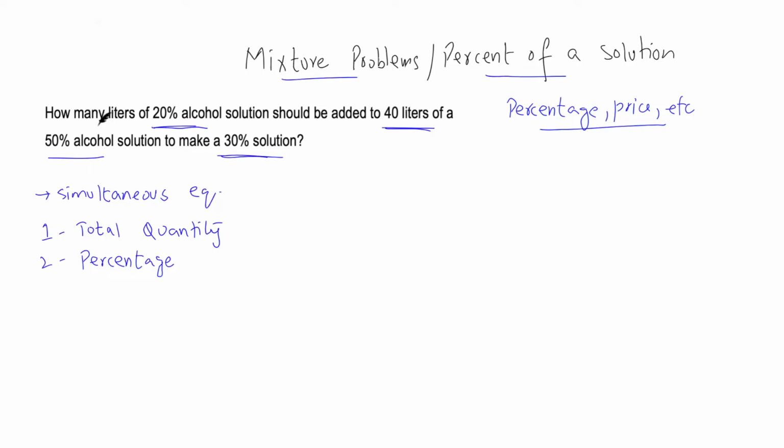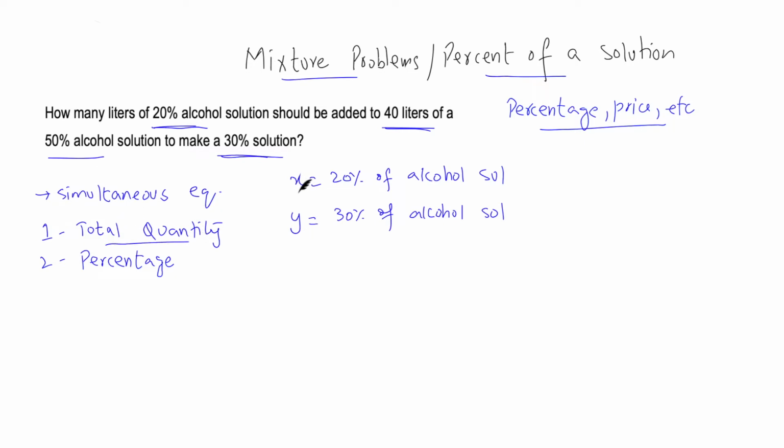Okay, the total quantity. How many liters of 20% alcohol solution? Let's assume that X is the amount of 20% alcohol solution. 20% alcohol solution should be added to 40 liters of 50% alcohol solution to make a 30% solution. Let's say Y is the amount of the 30% alcohol solution. So the first quantity will be this one, the first equation.